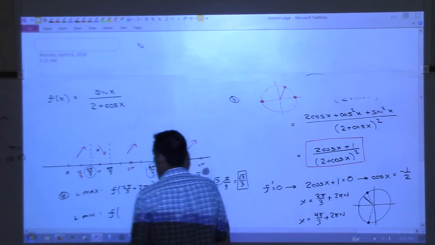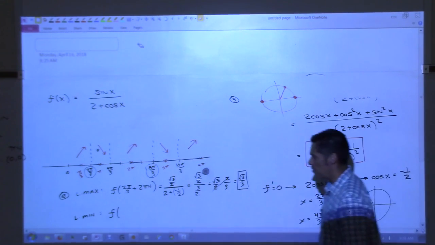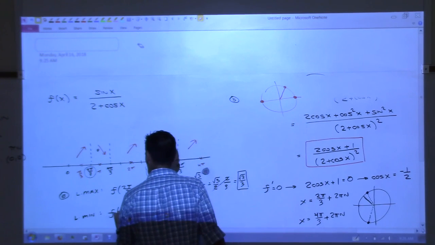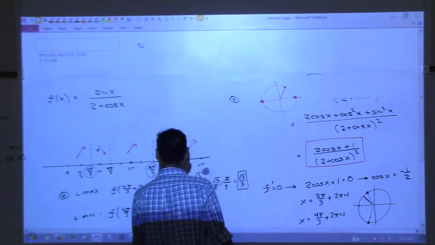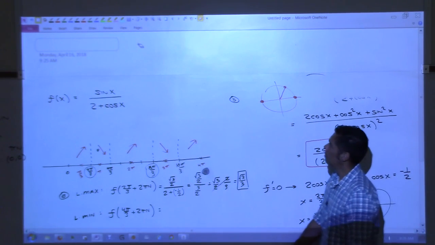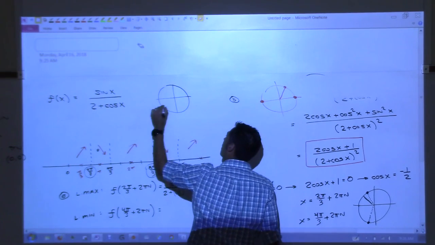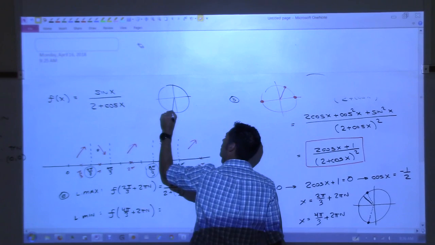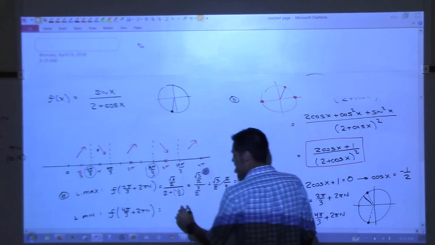That's going to happen at all those other ones, right? 4 pi over 3 and all of these guys. So 4 pi over 3 plus 2 pi n. All right, let's plug 4 pi over 3 into that. So what is, I'll just draw a quick little reference again. 4 pi over 3, we're down here, right? So what is sine there? Negative root 3 over 2.